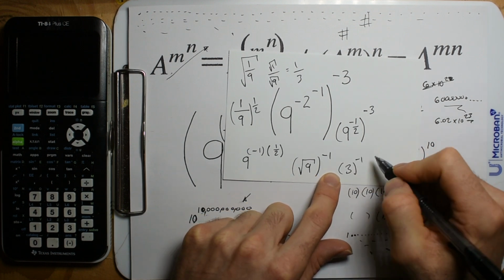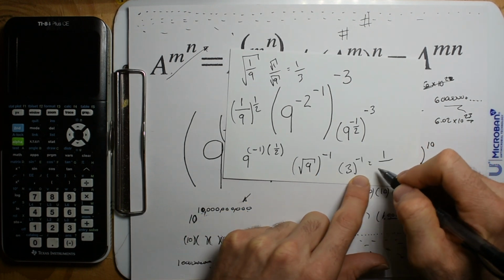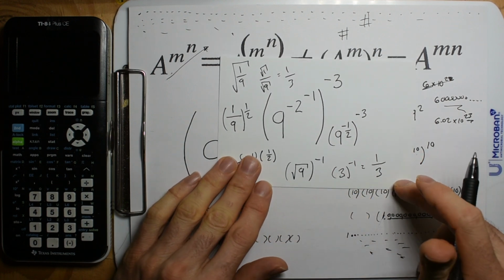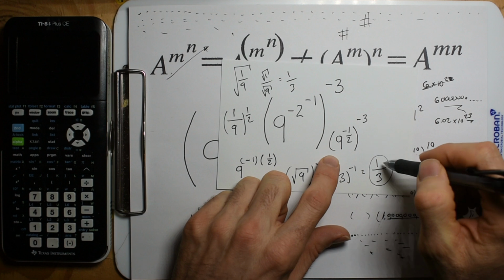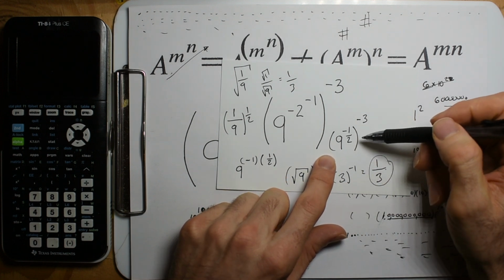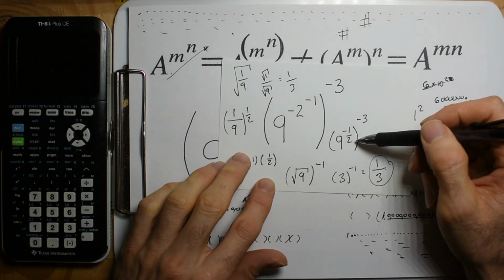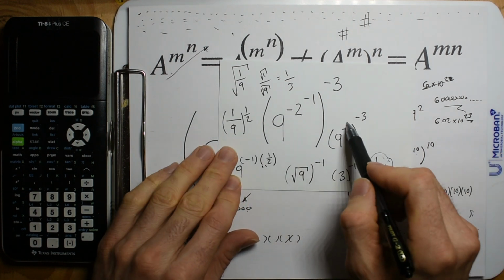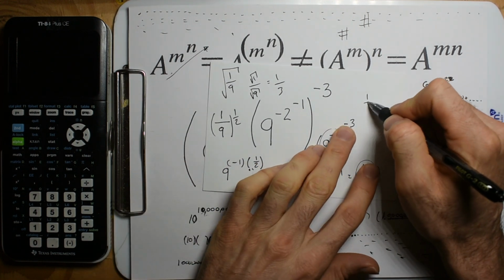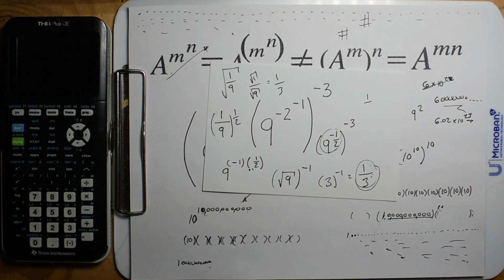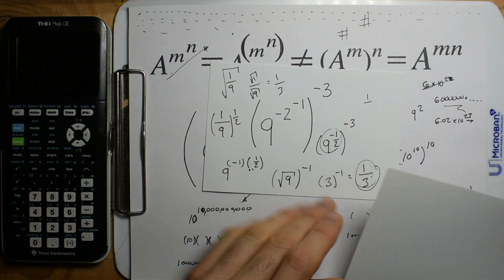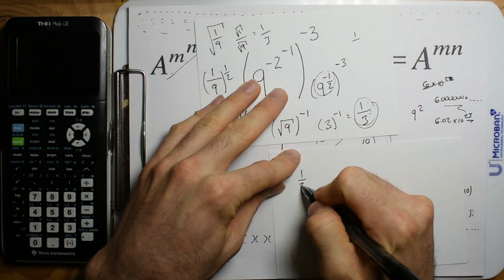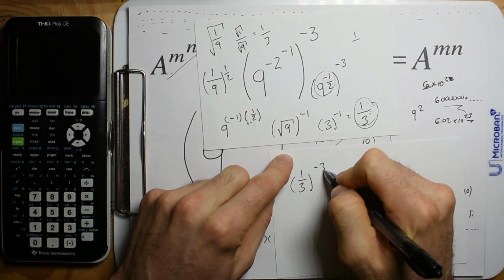3 to the negative 1 is 1 divided by this number. Alright, so that's going to be what we have. 1/3 is going to be this number right there. So now we have, get another note card out. So now we have 1/3 to the negative 3.